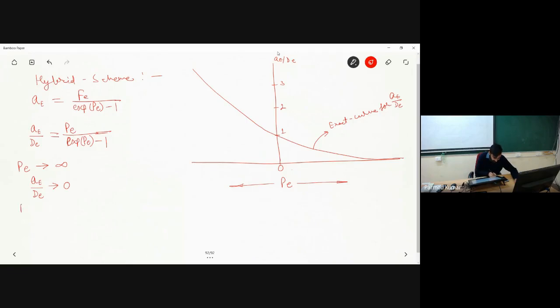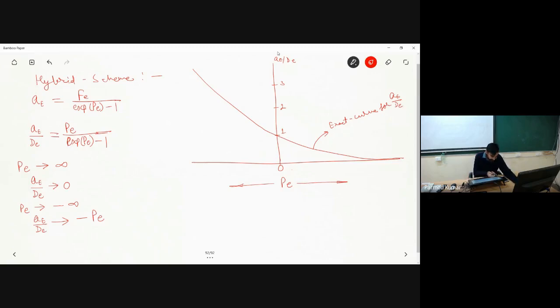Another situation you can see is when your Peclet number approaches minus infinity. At that time, what will be happening? The exponential of minus infinity will become 0, and you will get -1 in the denominator. So if you bring -1 into the numerator, you will find that AE by DE approaches nothing but minus of Peclet number.